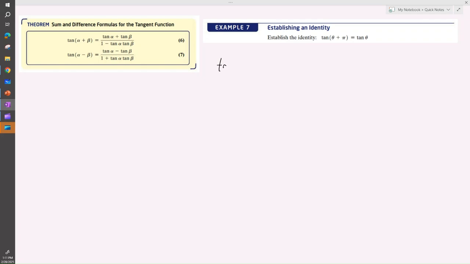So let's just plug in the one that applies here. I've got theta plus pi. So that's the sum formula. So I'm going to take the tangent of theta, add the tangent of pi, and we're going to put that over 1 minus tangent of theta times the tangent of pi.